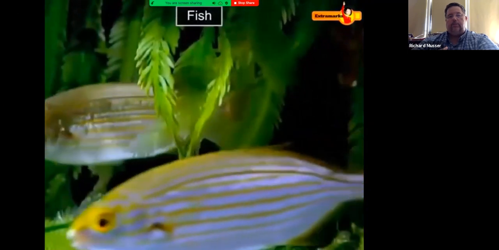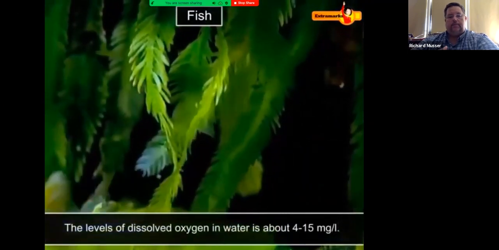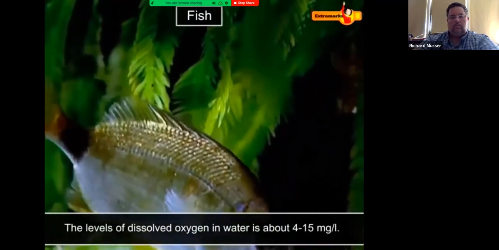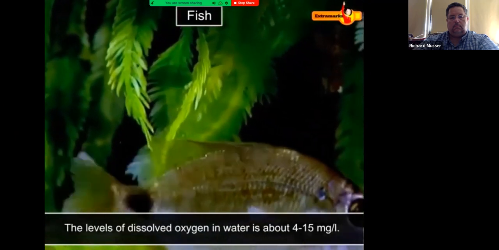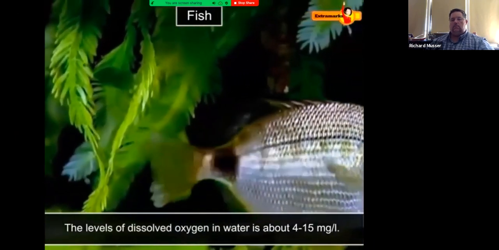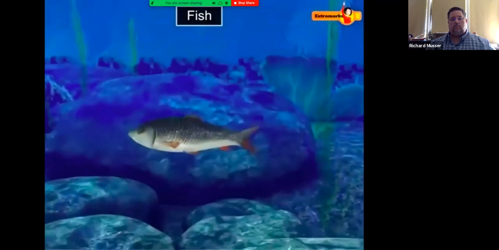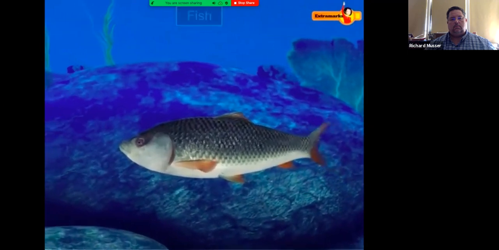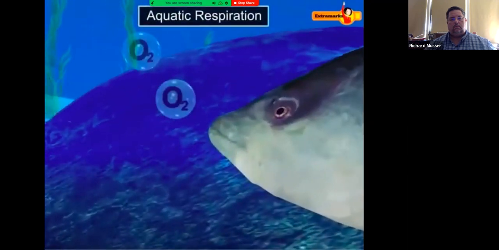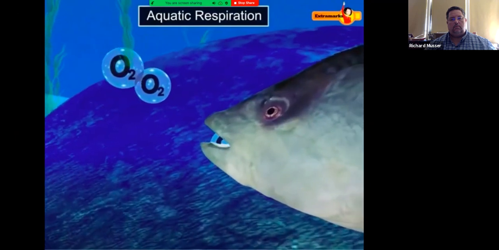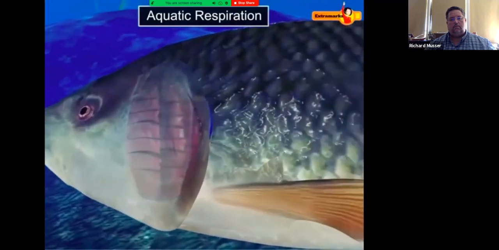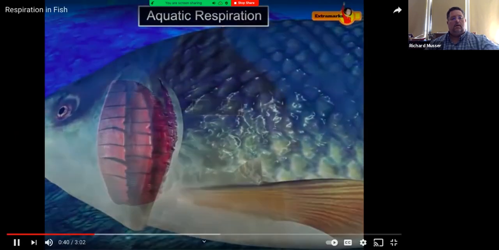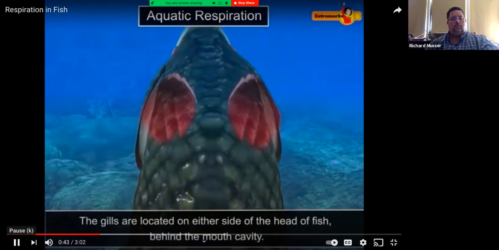Fish are aquatic animals. Water contains oxygen dissolved in it. Depending on temperature and other factors, the level of dissolved oxygen in water is about 4 to 15 milligrams per liter. Fish extract this dissolved oxygen from the surrounding water by a process called aquatic respiration. Fish have specialized structures called gills to carry out exchange of gases with water. The gills are located on either side of the head of fish.